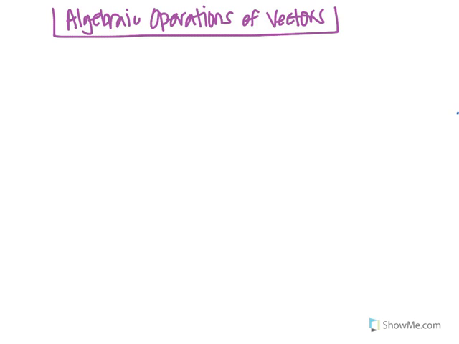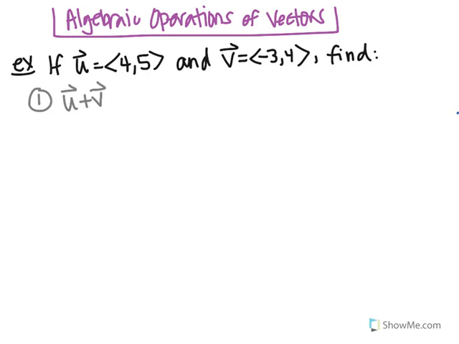So next we're going to be going into the algebraic operations of vectors: adding, multiplying by a scalar, subtracting, and so on. So the first example, we're going to have vector u have components 4, 5, so you'd go over horizontally 4 and then up 5 vertically. And vector v has components negative 3, 4. So what I'm going to have you do is add the two vectors.